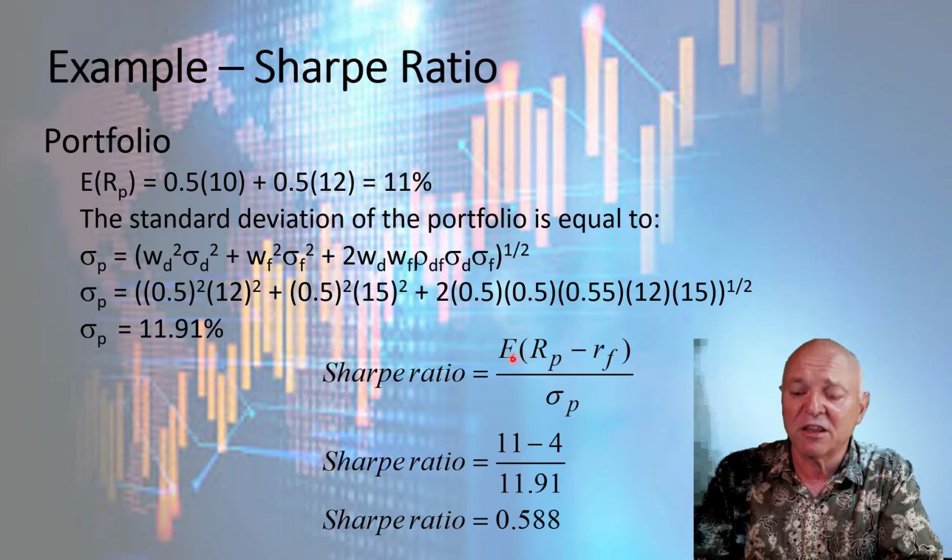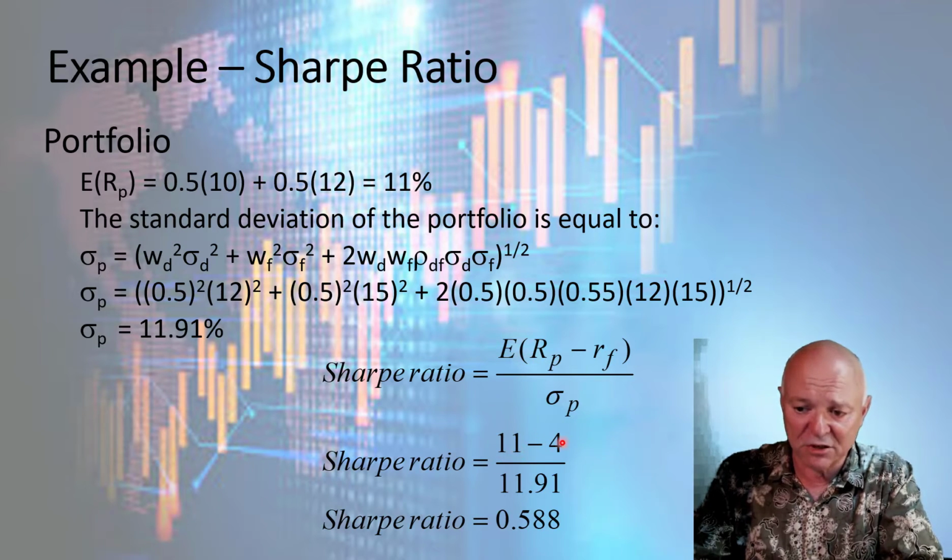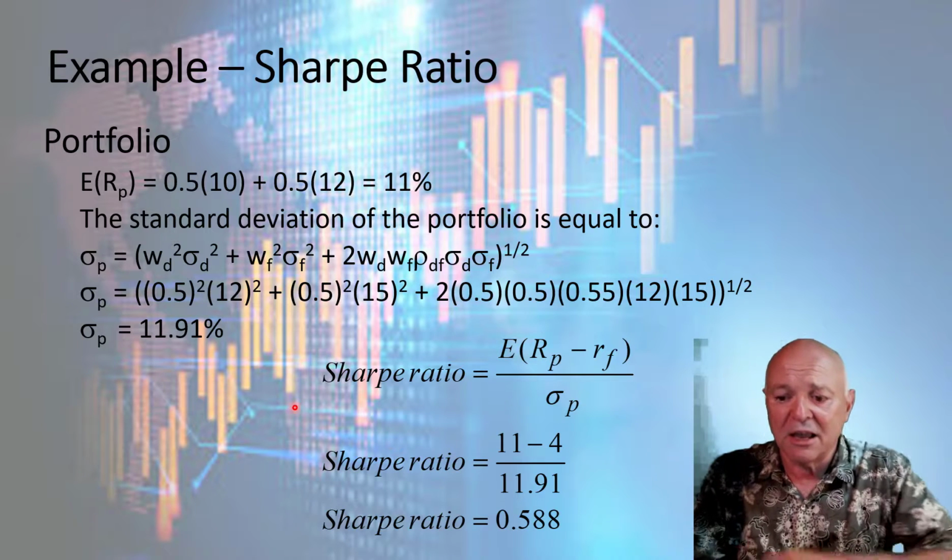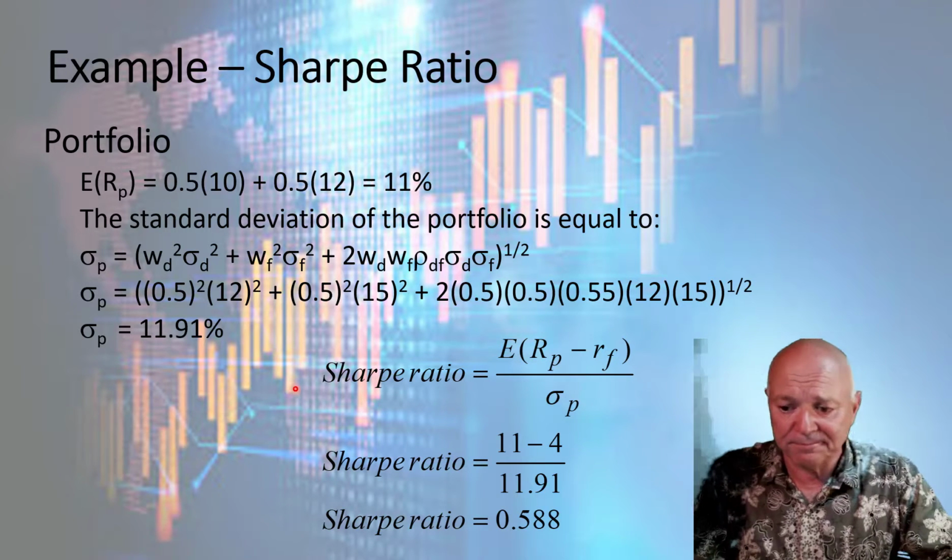So we see here in the numerator for our international Sharpe ratio, the expected rate of return will be 11% minus 4. And that's our alpha. And that's going to be 7.